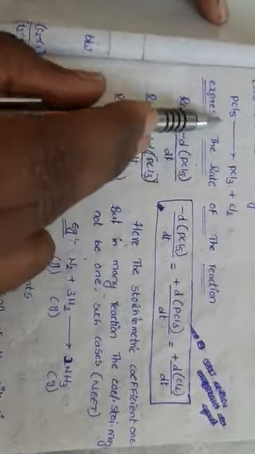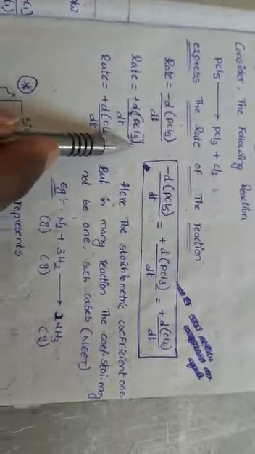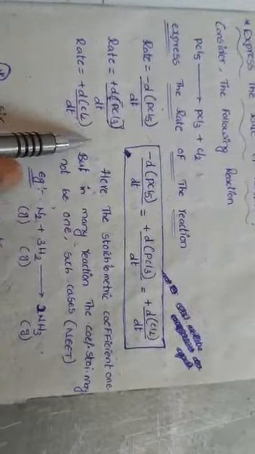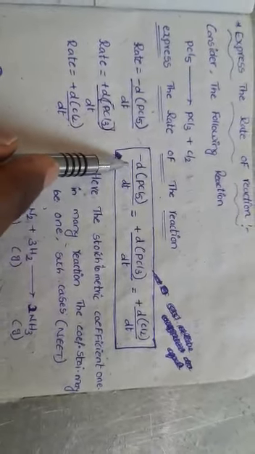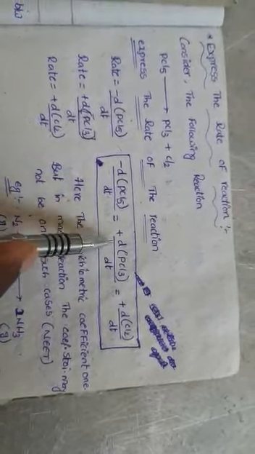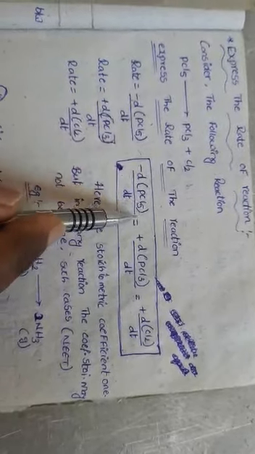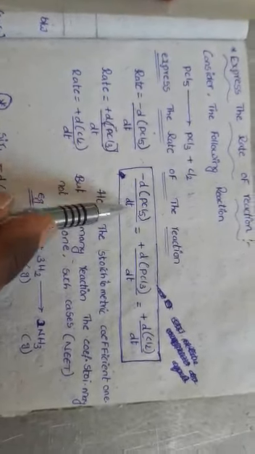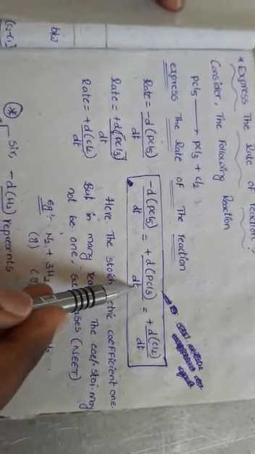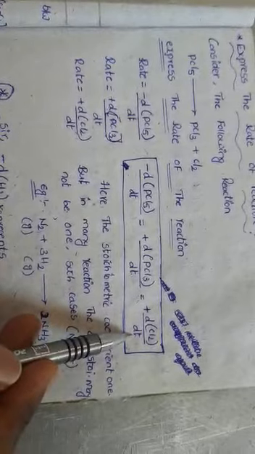So with respect to PCl5, this is the rate expression. With respect to PCl3, this is the rate expression. With respect to chlorine, this is the rate expression. Each of these terms is equal. So the decrease in concentration of PCl5 with respect to time is equal to the increase in concentration of PCl3 with respect to time, which is equal to the increase in concentration of chlorine Cl2 with respect to time.